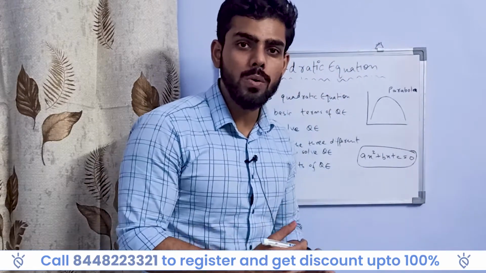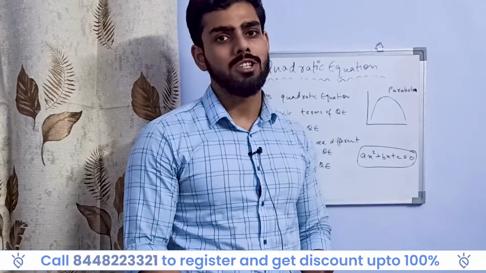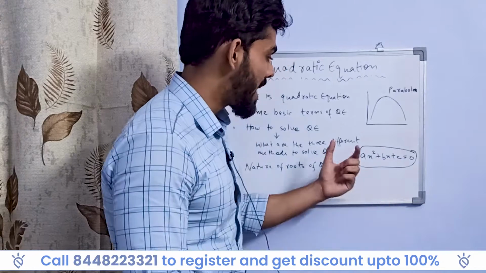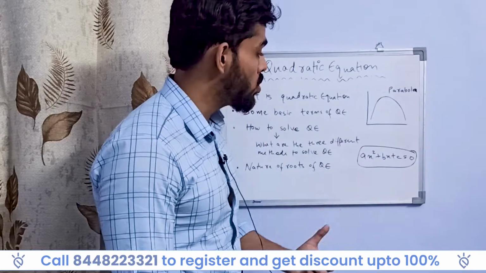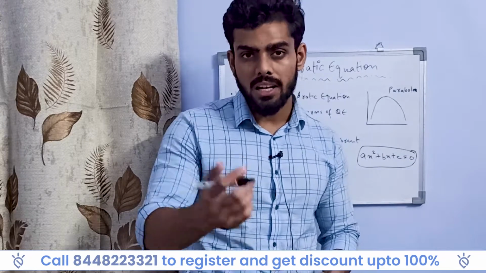How is this a quadratic equation? Because the degree here is 2. And what is the degree? Degree is the highest power in an equation. So when the highest power, the degree, is 2, then that equation is called a quadratic equation. How will you identify it? Let me give you an example.